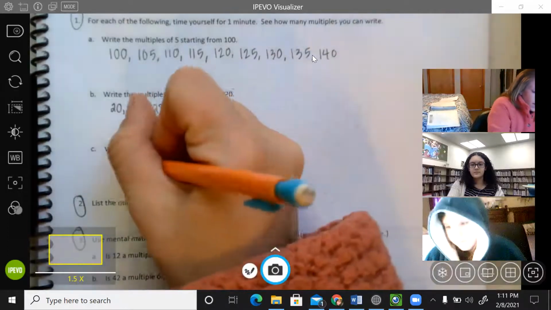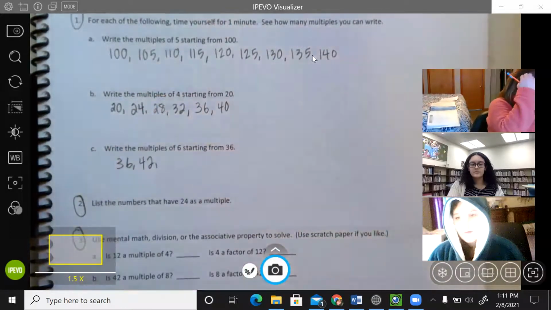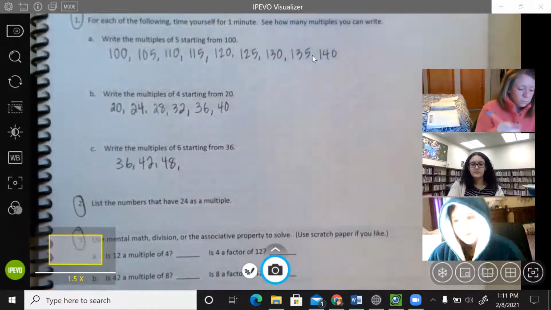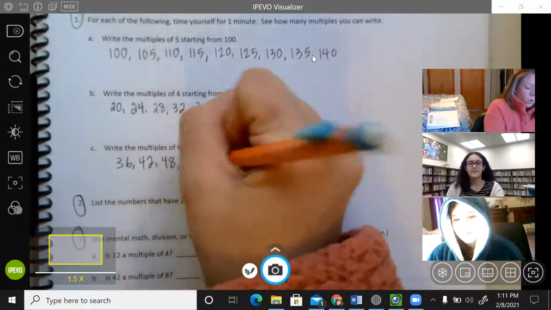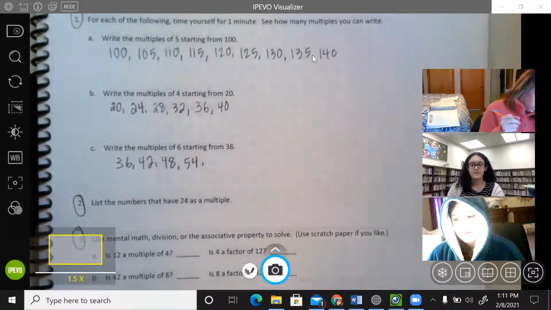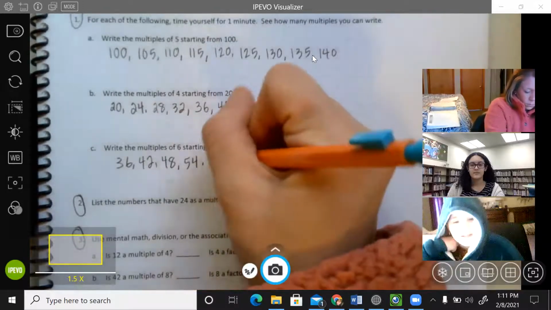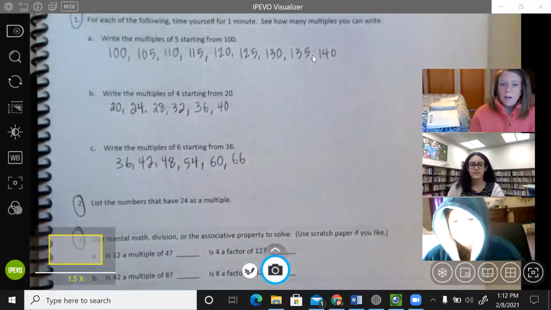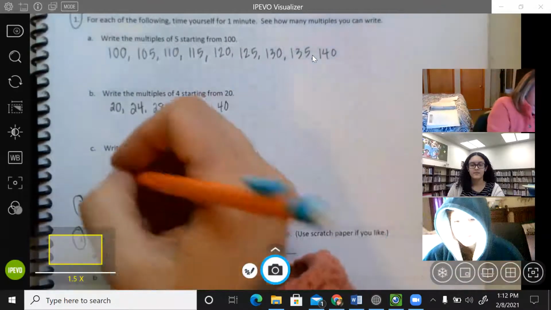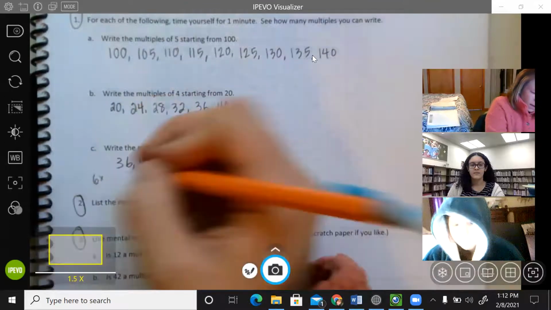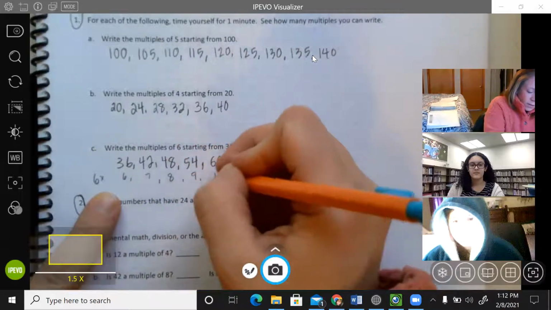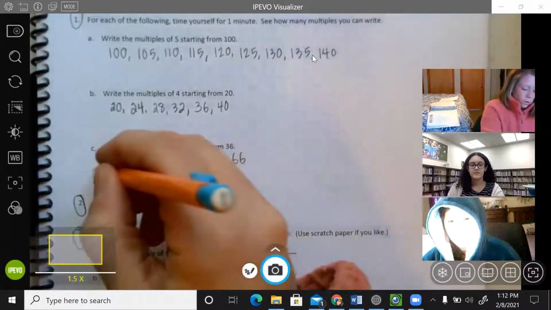42. And then next. 48. And then again, give us a couple more. 52. No, 54. One more. Actually, we'll do 2 more. 60. 66. Very good. So you can either just keep counting up, or like I said, you can think of the facts as this is 6 times 6, then 6 times 7, 6 times 8, 9, 10, and 11. You can also think of it that way.